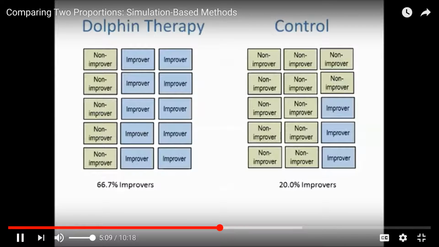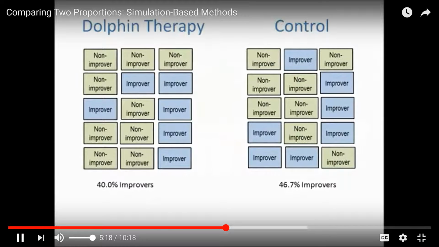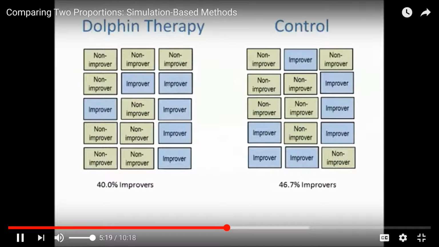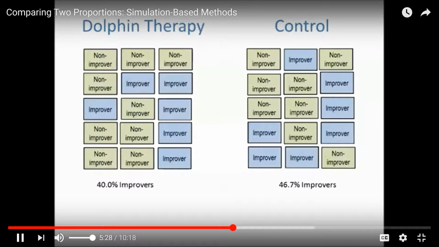10 improvers in the dolphin therapy group and 3 improvers in the control group. We shuffle the cards and deal them into 2 piles of 15. By chance, we got 6 improvers out of 15, or 40%, and 7 improvers out of 15, or 46.7% of the control group. This gives us a difference in proportions of a negative 0.067.